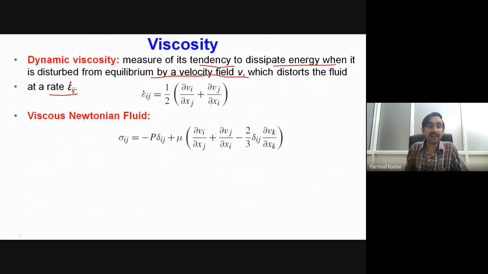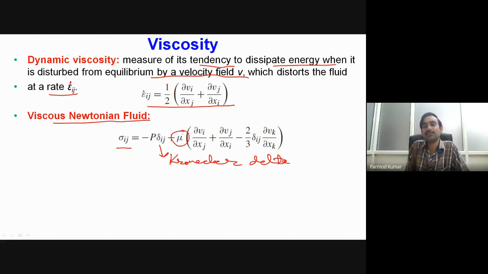Okay, and if we are having a viscous Newtonian fluid, this rate of deformation can be related to the stress term sigma ij by using the relation minus p delta ij plus mu terms, where p is pressure and delta ij is nothing but our Kronecker delta operator. Mu over here represents the dynamic viscosity, and then we are having the corresponding velocity gradient terms over here. This expression is particularly applicable for viscous Newtonian fluid.